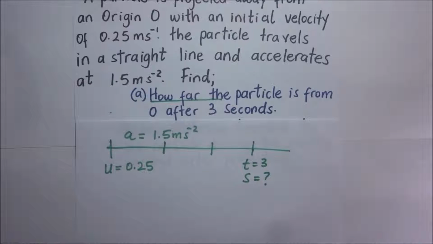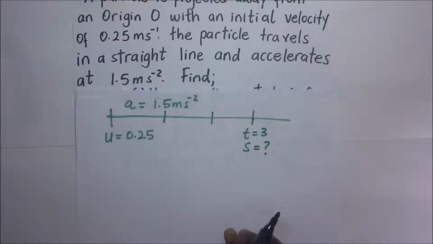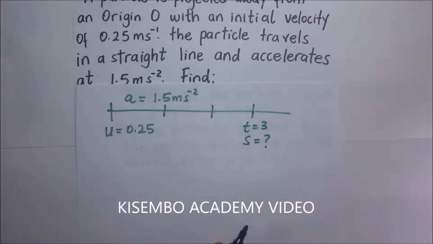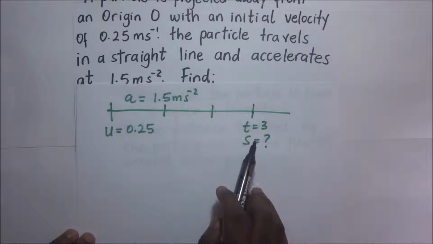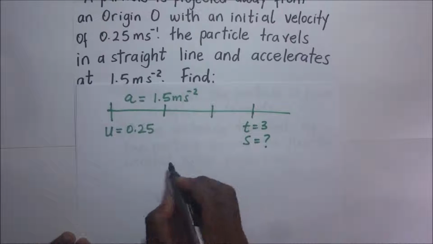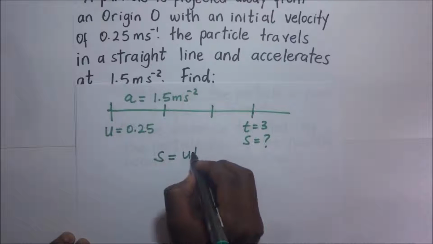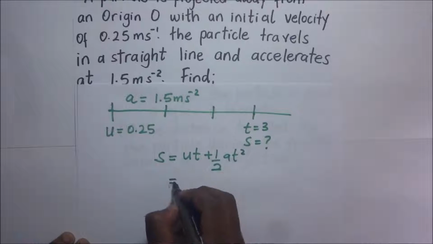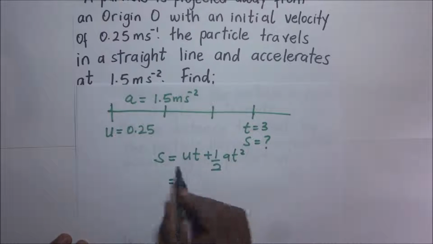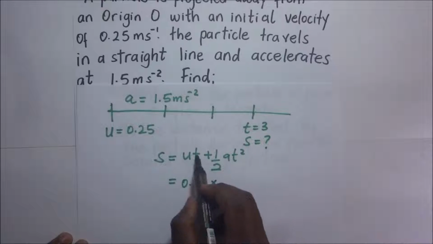So of course here, from our equations of motion of constant acceleration, those equations we derived earlier, we shall pick one of them that is suitable to help us get the answer, one that is having t, a, u, and s as well. So from that, we shall pick this one: s is equal to ut plus a half at squared. We know that our initial velocity u is 0.25 meters per second. Multiply that by the time.